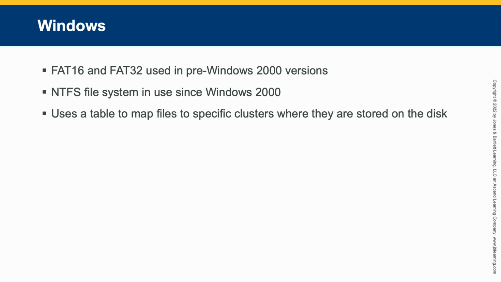Windows has FAT16 and FAT32, used in pre-Windows 2000 versions. NTFS, or New Technology File System, has been in use since Windows 2000. It uses a table to map files to specific clusters where they are stored on the disk.